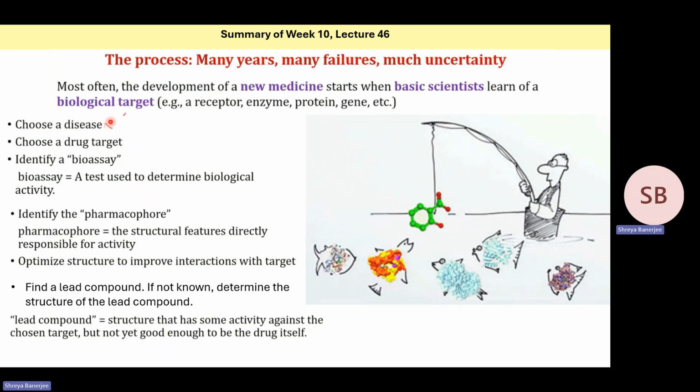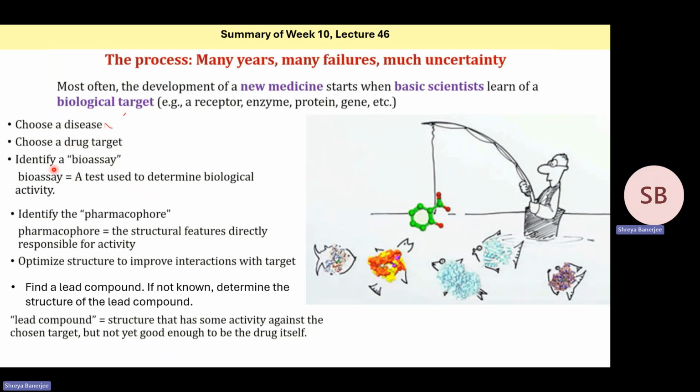So, once they choose the disease, they find a drug target. Suppose there is a gene that is defective, and when the transcription factor binds and reads that gene, it results in the disease. So at that time, the target for your drug becomes that gene or the protein interaction that is resulting in the disease. So that becomes your drug target.